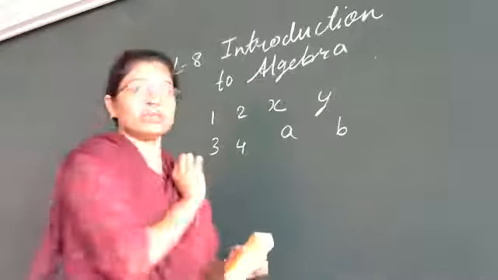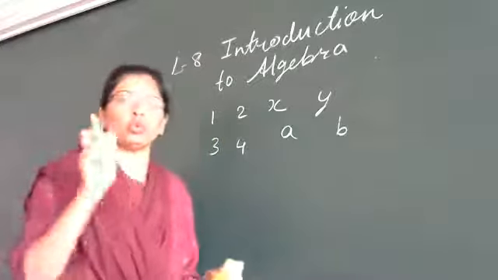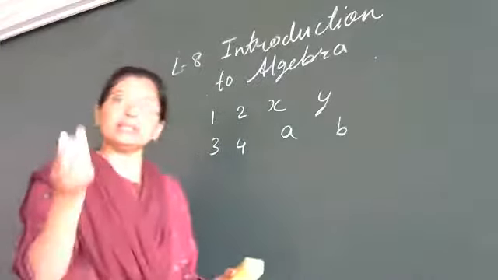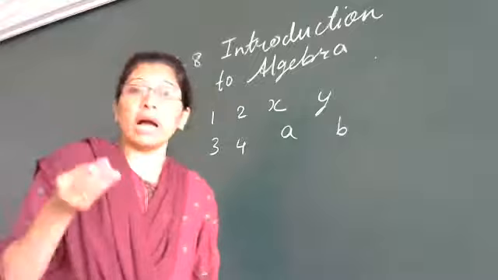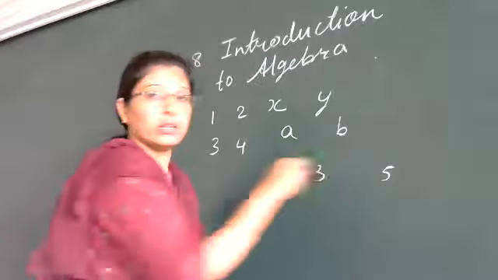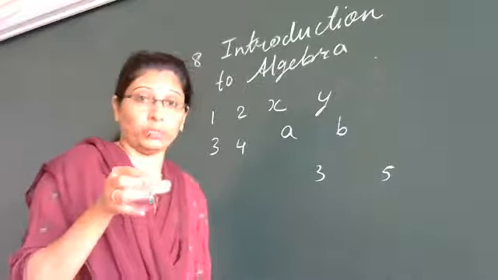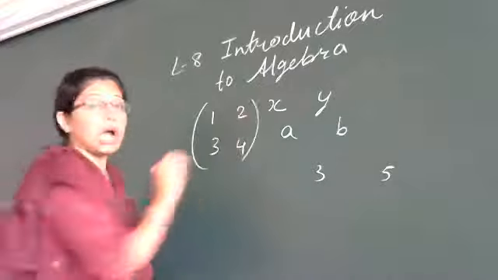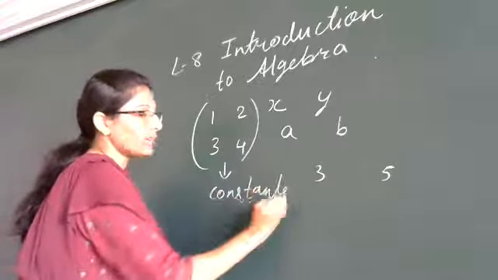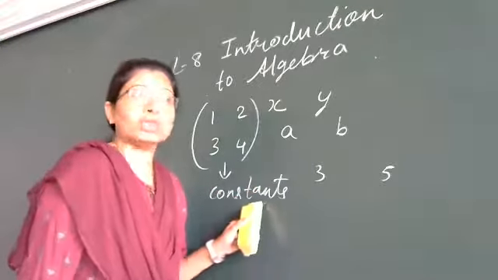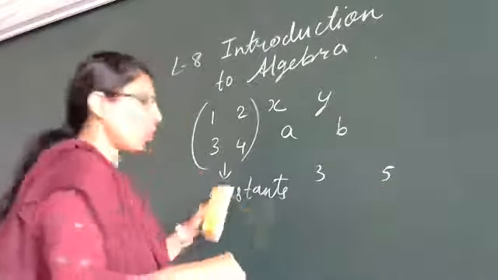Now we know 1 has the value 1 only. 2 has value 2. 3 means 3 only. That means numbers have constant value. We can't say that 3 means 5. They have constant value. So these numbers are known as constants. Constant means they have a proper exact value.